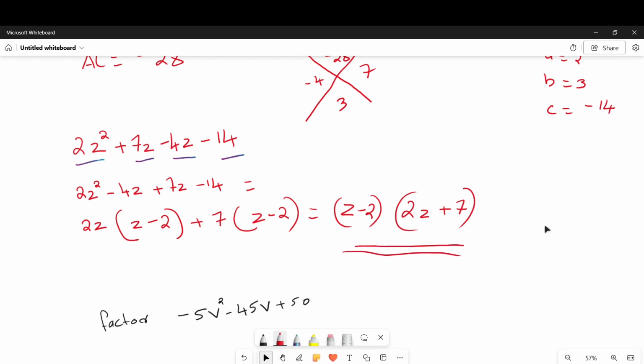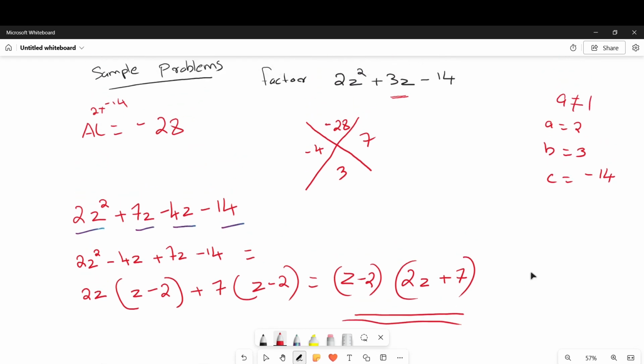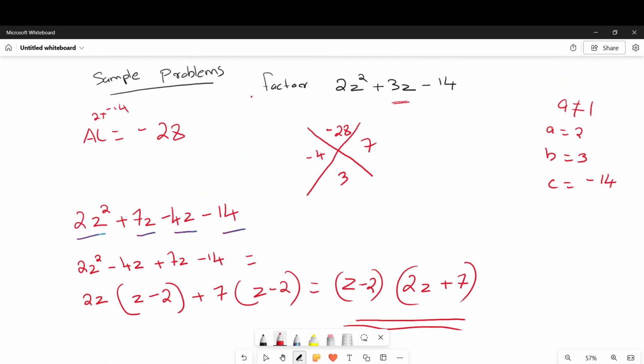Okay, let's see what we did from the beginning. We have an equation like this, a complex trinomial. First we find the AC, so minus 28. Then we need to find two numbers which multiply to minus 28 and add to 3. So the two numbers are minus 4 and 7.